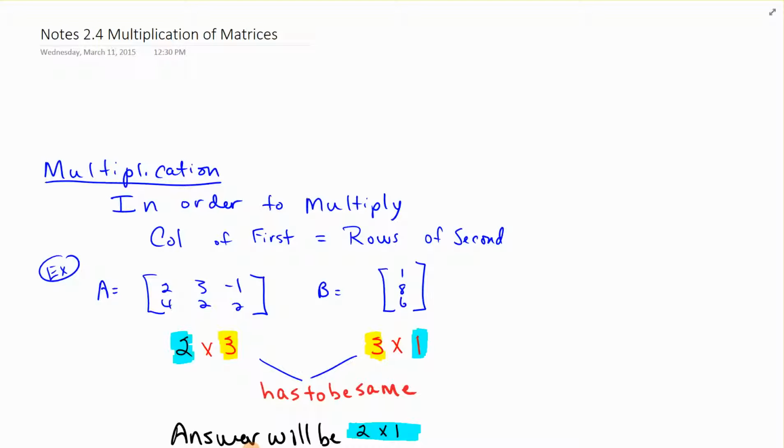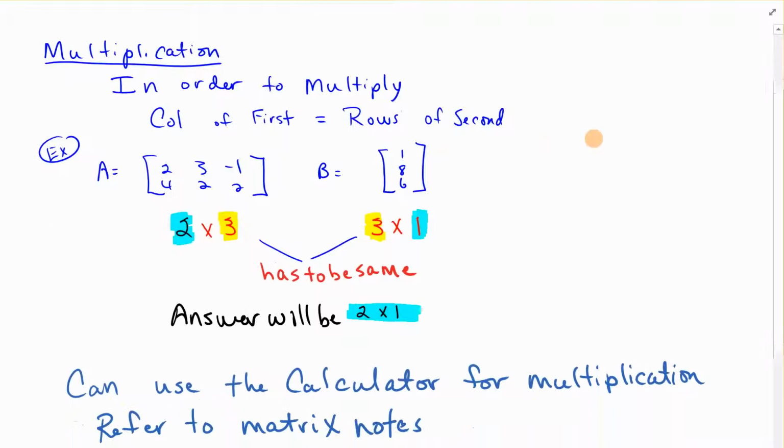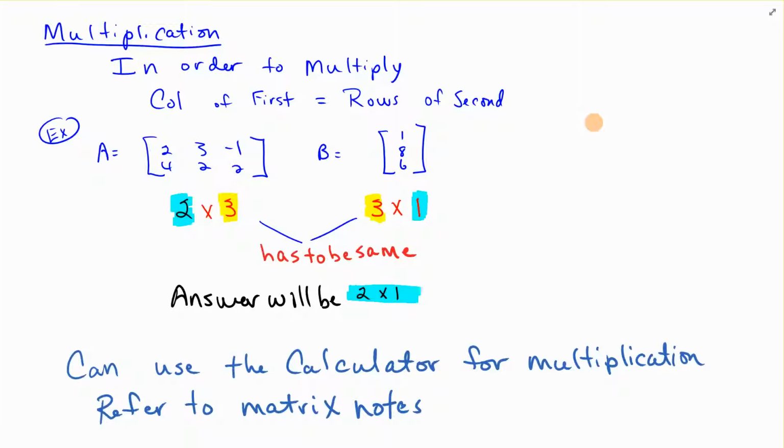This is section 2.4, multiplication of matrices. And this is a little different than addition or subtraction. There's a definite rule. In order to multiply, the number of columns in the first has to equal the number of rows in the second.